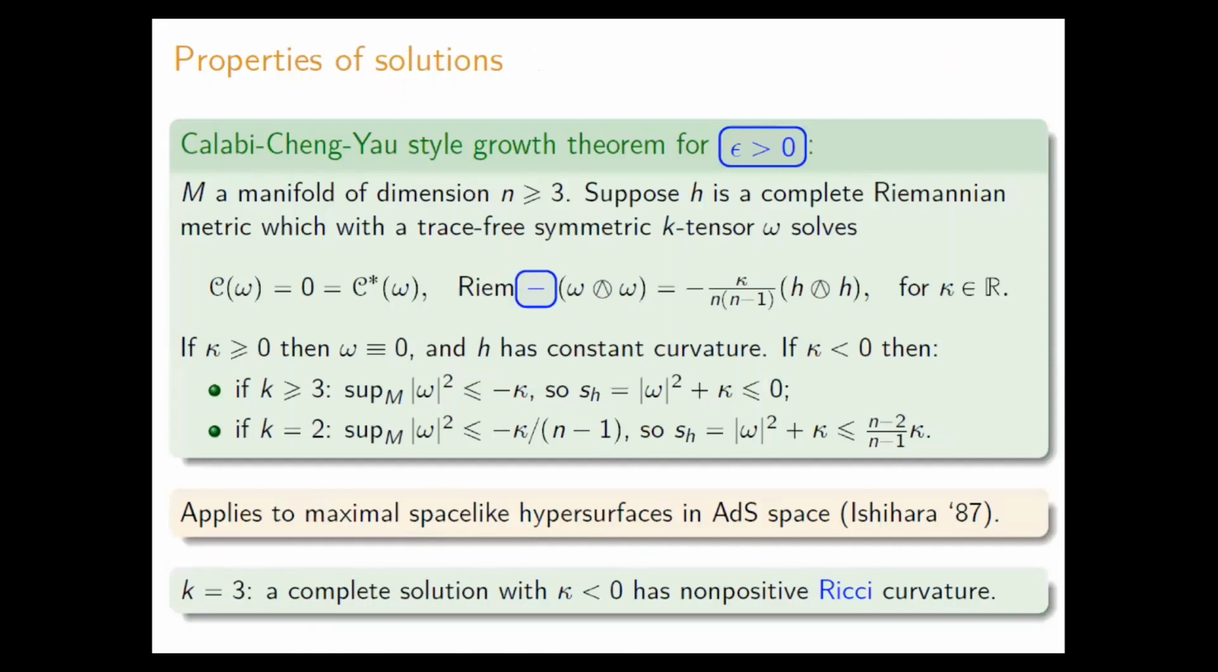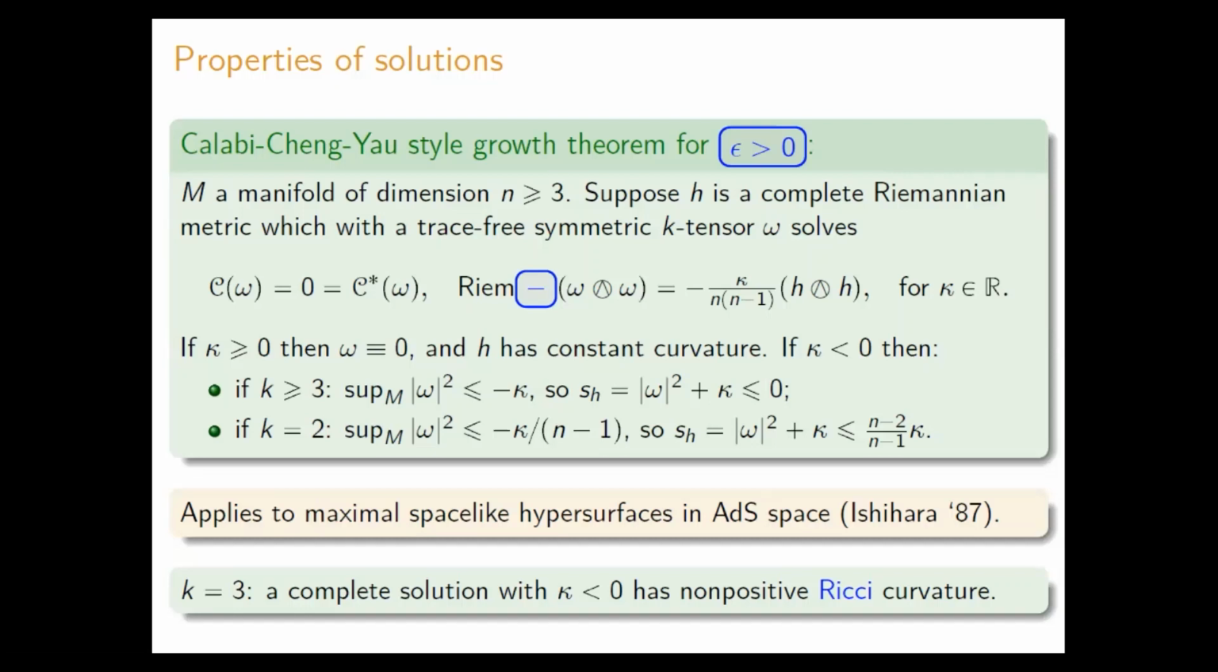so here I'm considering the Codazzi case where I have a symmetric trace-free K tensor, which is Codazzi, divergence-free, and it solves this equation with this particular sign. Then one can prove, these are the crudest things one can prove, but basically it's a bound on the norm of the, well, if this kappa is positive, then omega has to be 0, and the metric is actually a constant curvature metric, because that's what this equation says when omega is 0.